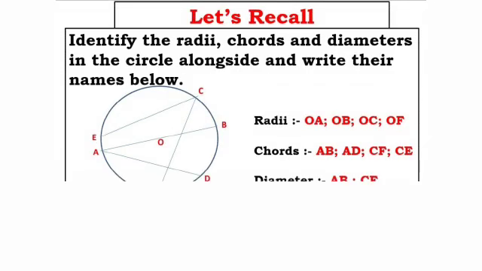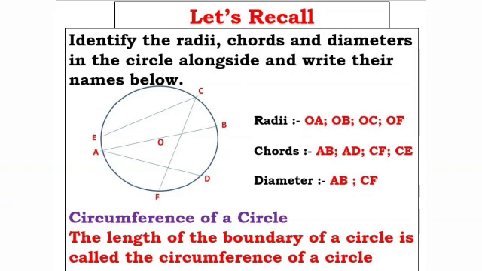Let's recall, children, the circle. Now, what is a circle? A circle is a round plane figure whose boundary consists of points equidistant from a fixed point. The boundary of the circle is known as the circumference of the circle. Now, in this figure, children, you have to identify the radius, chords, and diameter.